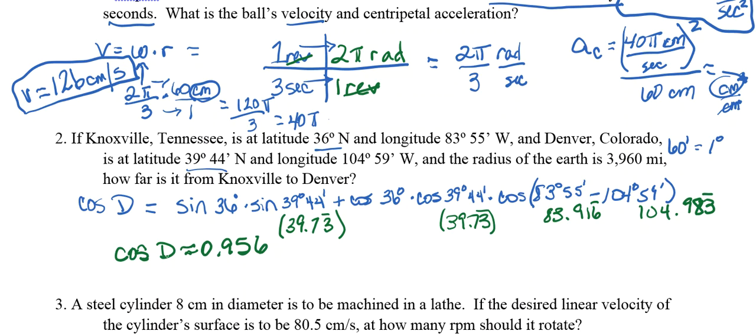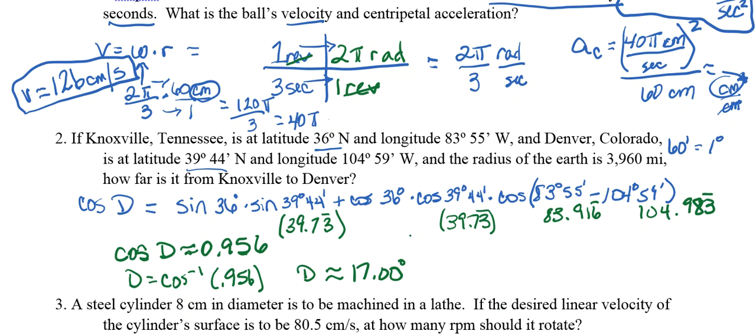Now, since I'm looking for D, right now I've got cosine of D is that. I've got to find out what D is. D is an angle. It's the angle created between those two cities. So I have to do the inverse. So cosine to the -1 of 0.956. And when I get that, I get D is approximately 17 degrees. Now, that's not what we're looking for yet. That is just the angle that is created between those two cities. So I actually want the distance that's created between those two cities.